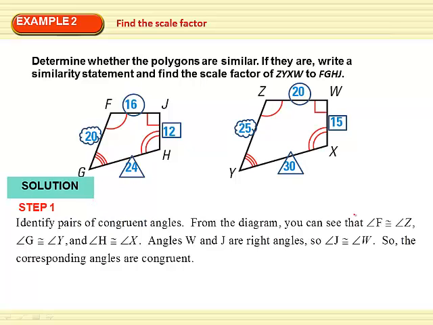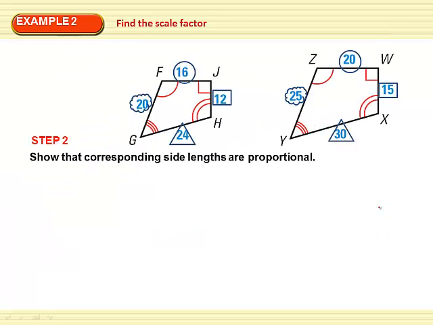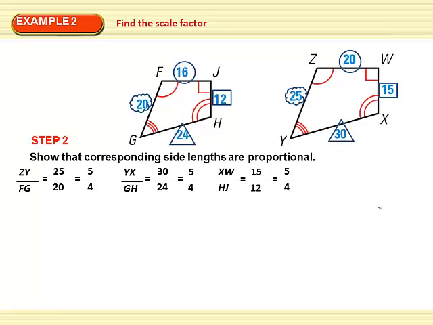We identified the pairs of congruent angles, so the corresponding angles are congruent, so that's pretty easy. Next thing we need to do, show that the corresponding side lengths are in proportion. We started to actually do that, and you set up each proportion and see if they're all the same. Once you do that, I notice that all of them reduce to 5 over 4, 5 over 4, 5 over 4, and 5 over 4.